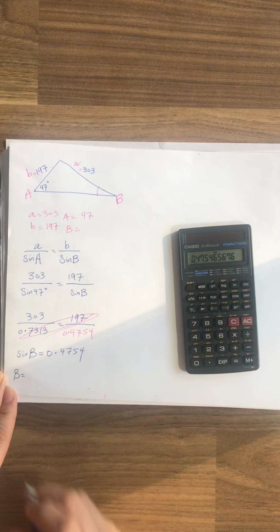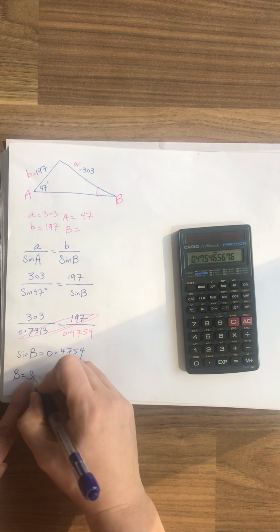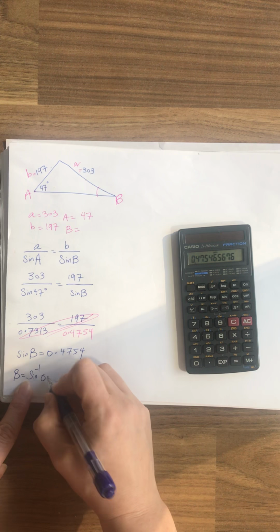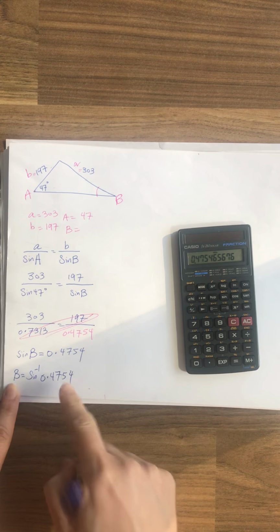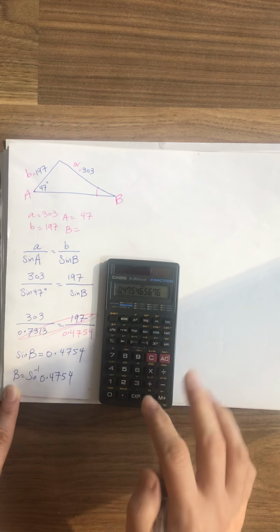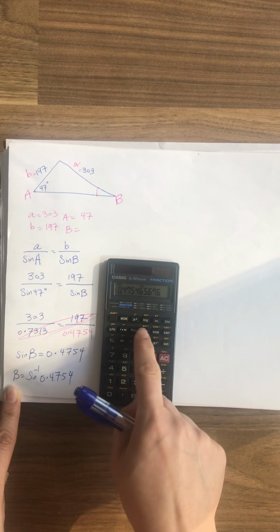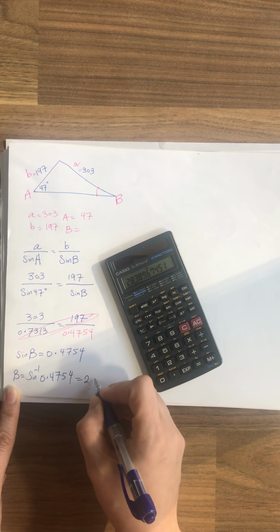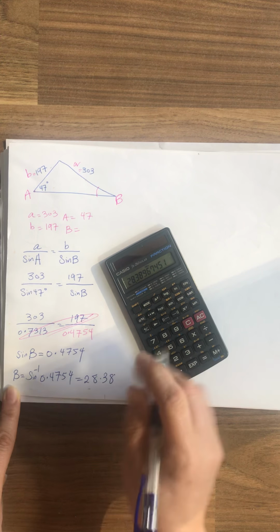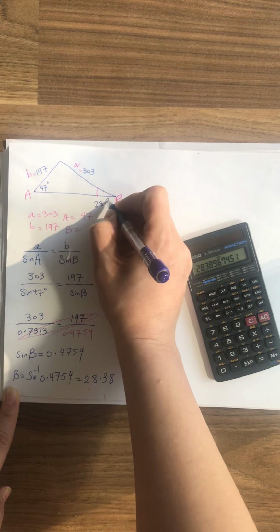How do I find B? When we have the sine of an angle, we use the sine inverse function on the value and we get the angle. So for me, sine inverse is above sine, so I go shift, sine inverse. So sine inverse of that, B is 28.38. So there we go, we found B, 28.38.